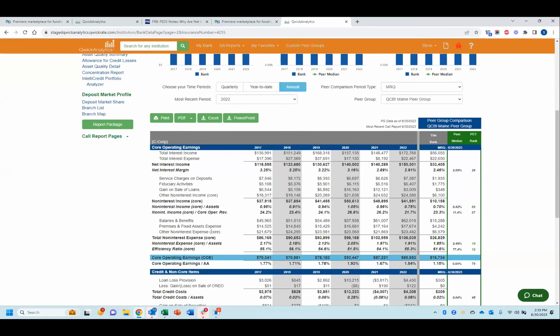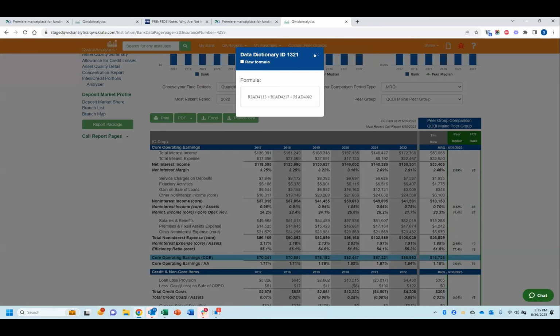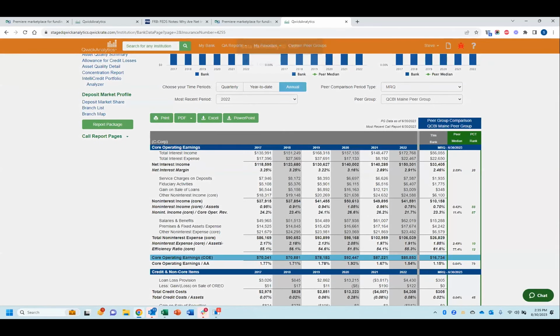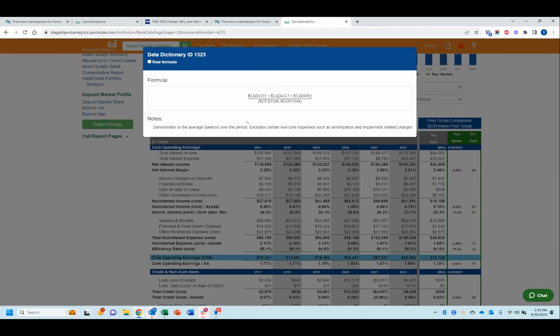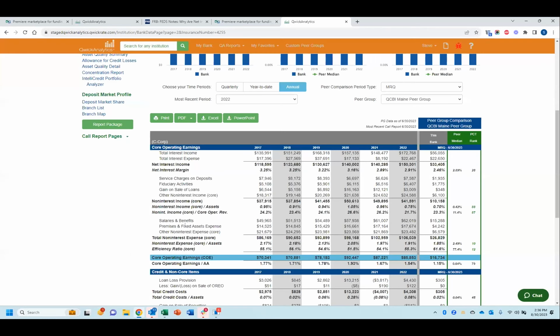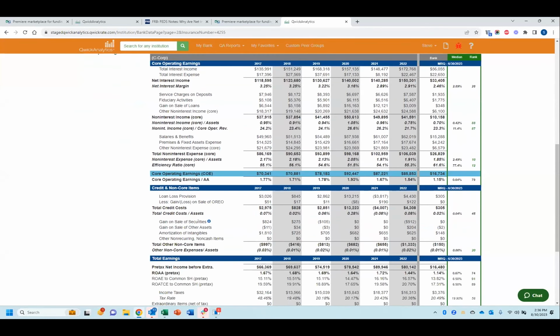If we have, for example, overhead expense core, we show you how that's calculated. And where there are things to be explained, for example, we exclude certain non-core expenses such as amortization and impairment related charges, it explains how it might be a little different than your total non-interest expense on your call report. It also gives any relevant notes and the exact formula calculation for each of the line items as we go through the income statement.